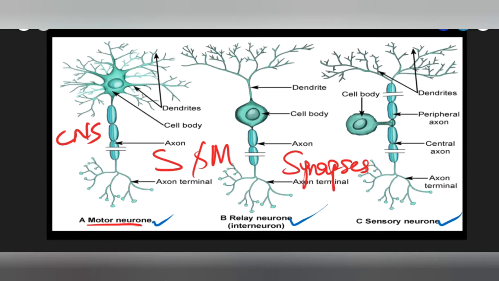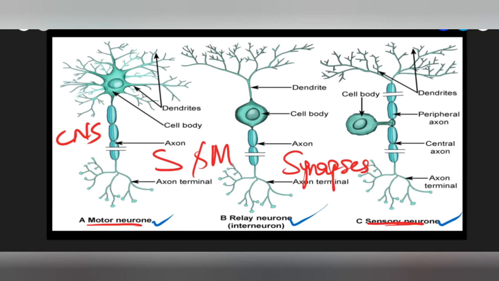Now, the sensory neuron is the type of neuron that carries impulses from the receptor or sense organ to the CNS. Remember, when we talk about the central nervous system, we are looking at either the spinal cord or the brain. These are the two components of the central nervous system.